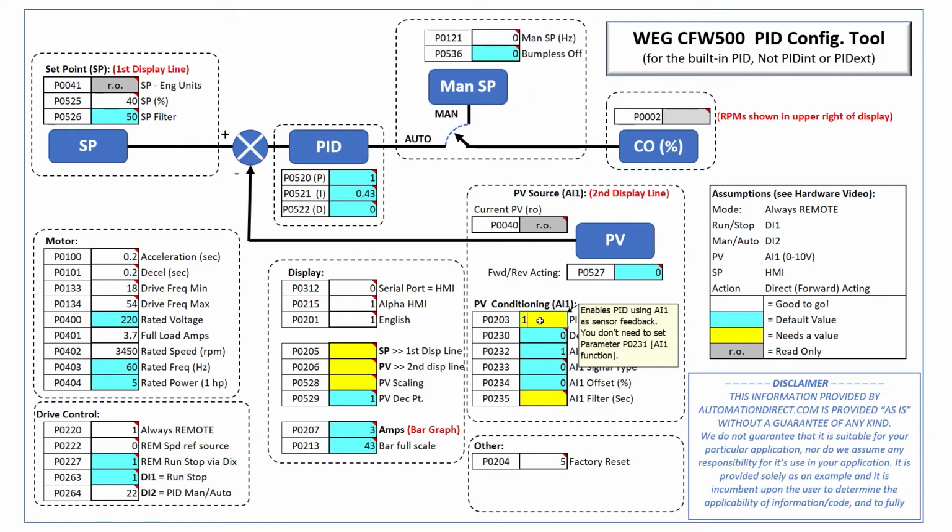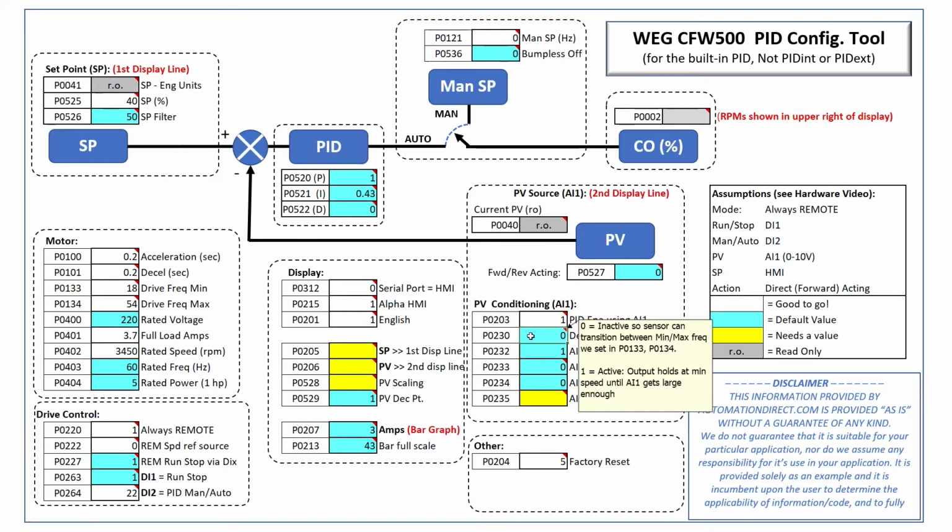This also enables PID. To disable PID, set this to a 0. This guy creates a dead zone for small analog signals. We don't want that messing with our PID calculations, so leave it inactive. We don't need to change the gain. We're using the default 0 to 10 analog input, and we don't need an offset, so we'll leave all of those at the default blue values.